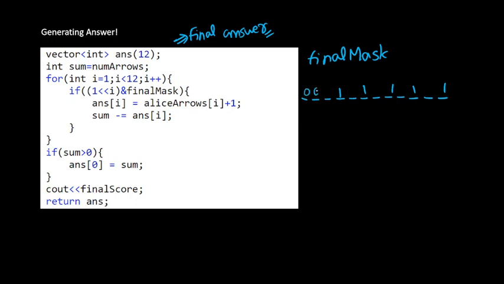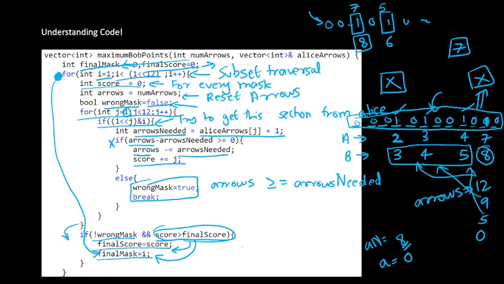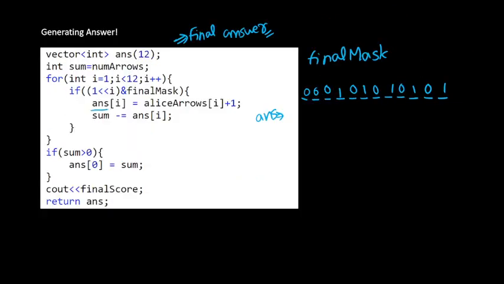Suppose this is your final mask. Now you have to generate the answer array, and you're also sure that the number of arrows will easily suffice, because you checked. This mask was only selected when wrong mask was validated, right? You have validated this mask, so you don't have to check these conditions again. You are sure that this condition will always be true. You will always have that number of arrows because you have already checked that.